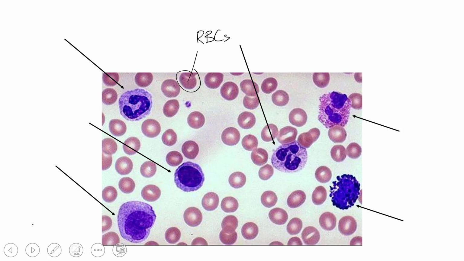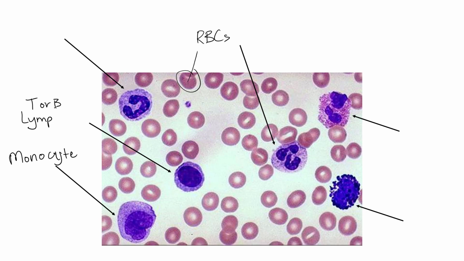Okay, far left corner. This is a monocyte. Remember, monocytes are huge, huge purple nucleus, and very large cell. Okay, how about this one over here? Very large circular nucleus, but a smaller cell. Yes, that would be a lymphocyte, a T or B lymphocyte.